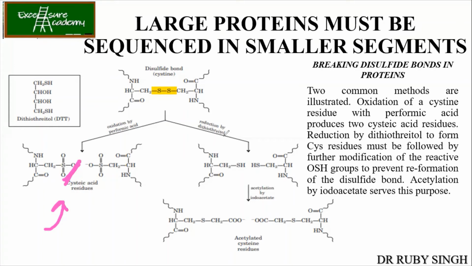Similarly, if you reduce with the help of DTT, what will DTT do? It is doing the reduction. Reduction means adding H, right? So we know that in the disulfide, S is there. If you reduce with the help of DTT, what will happen? This group will become SH and SH, correct? Now there are chances that these SH groups will go back to form the disulfide bond again.